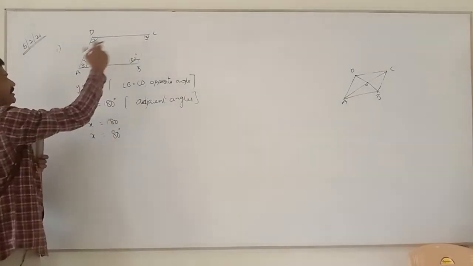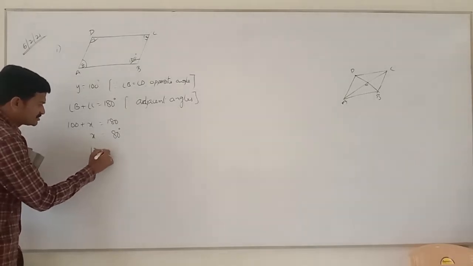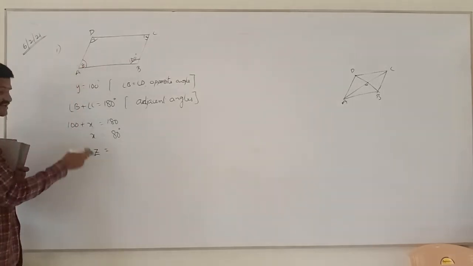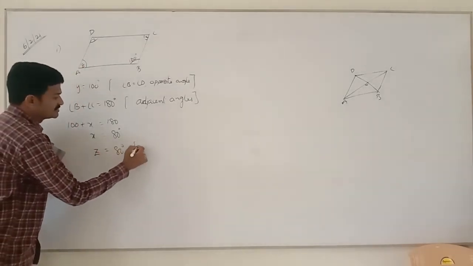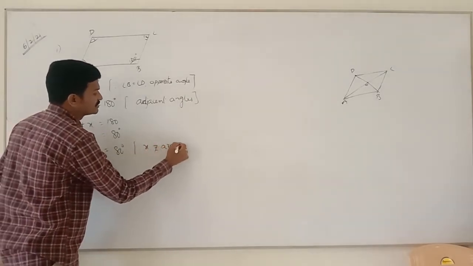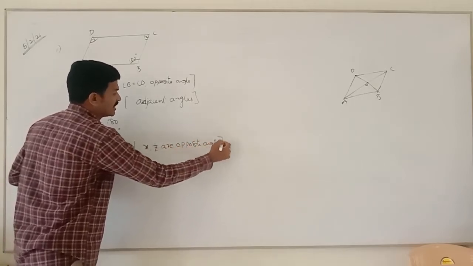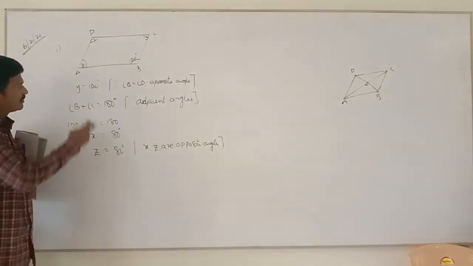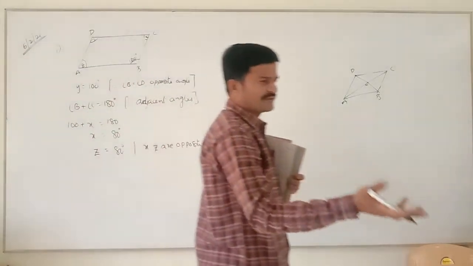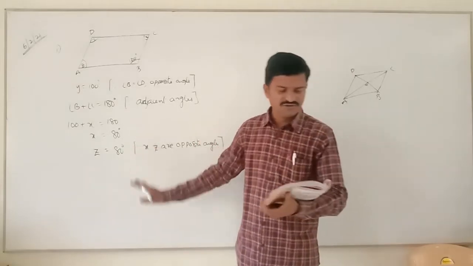Okay. When x is 80, what is the value of z? 80. Opposite angle z is also 80, because x and z are opposite angles. As opposite angles of a parallelogram are equal, z is 80. Now we came to know all the values of x, y, z. This is the way. Whatever suitable property is there, that one you can apply and find out. Understood or not? This is the first one.